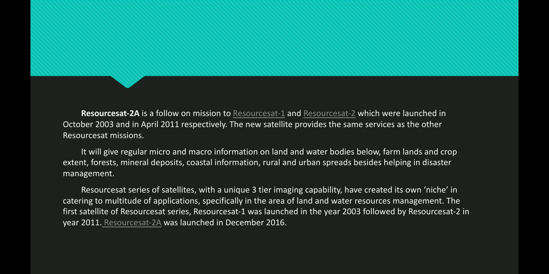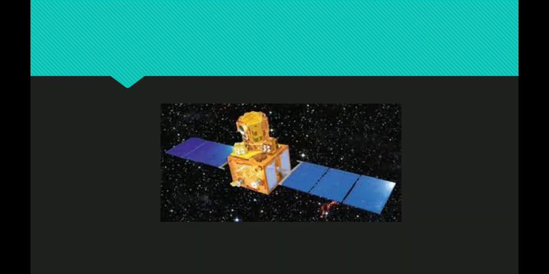The ResourceSat series of satellites, with a unique three-tier imaging capability, have created their own niche in catering to a multitude of applications, specifically in the area of land and water resources management. The first satellite of the ResourceSat series, that is ResourceSat 1, was launched in the year 2003, followed by ResourceSat 2 in 2011. Then we launched ResourceSat-2A in December 2016. This is the view of our ResourceSat-2A satellite.